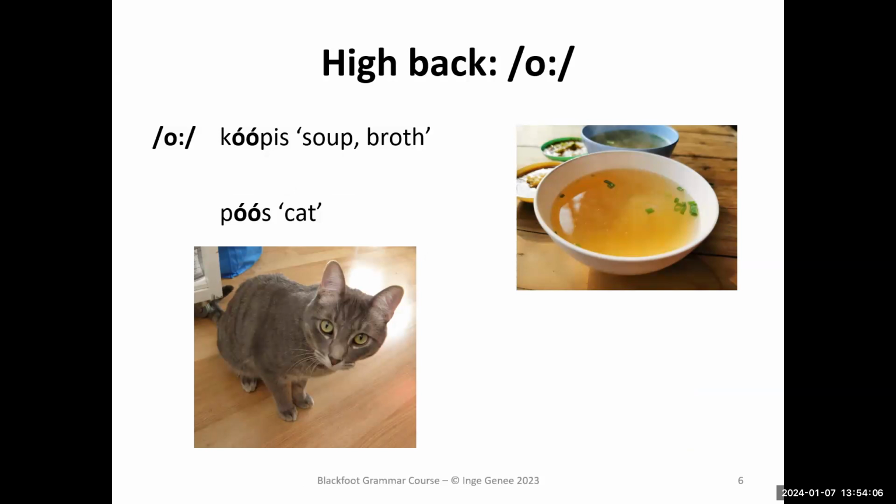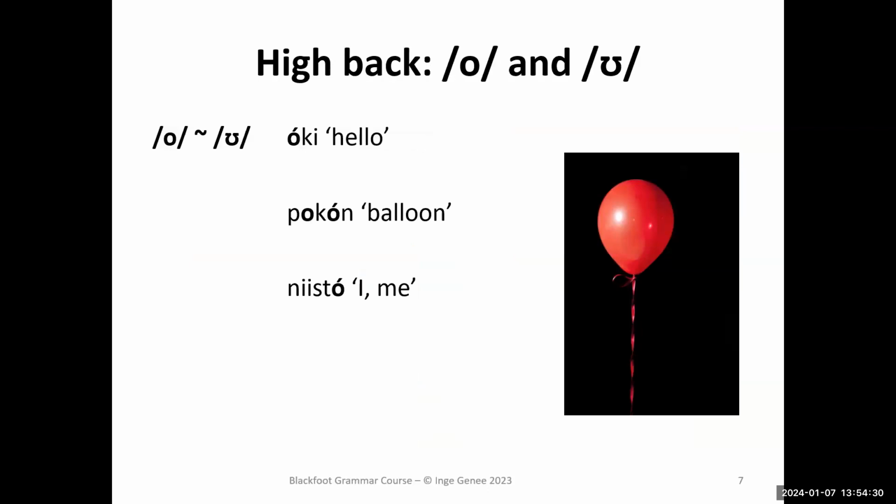The high back vowel also has a short and a long or geminate version. The geminate version can be heard in kupis and puis. When you pronounce this vowel, your tongue is in a high back position in your mouth and your lips are rounded. The short version of this vowel sounds like O or U, as in uki, pokun, nistu.